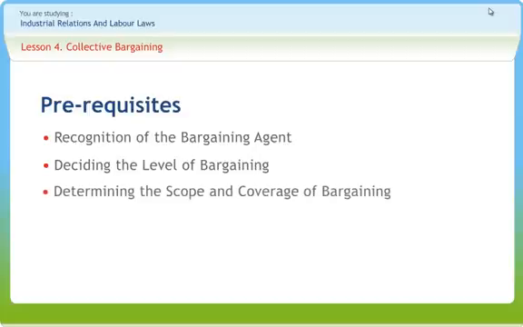Determining the scope and coverage of bargaining. It would be better to have a clear understanding of what the issues to be covered under bargaining are, to prevent further friction and disputes. Therefore, all the important and interrelated issues are to be taken for consideration.